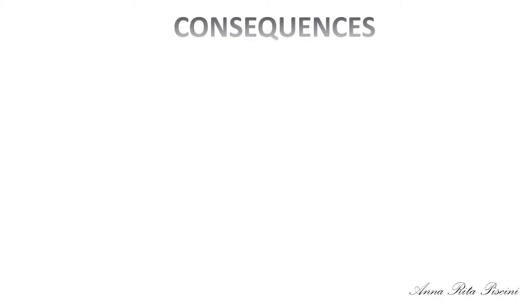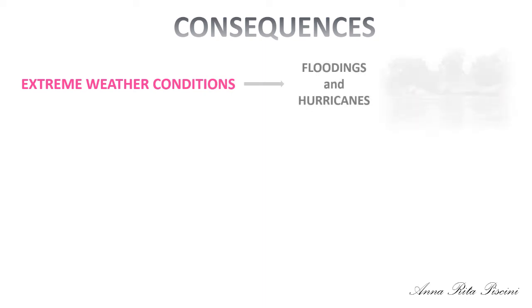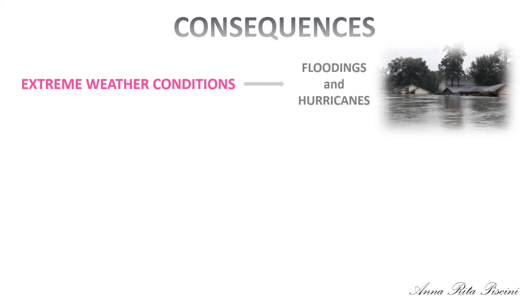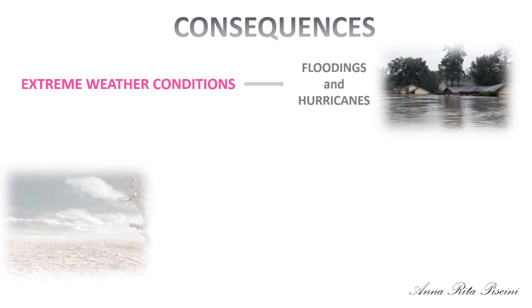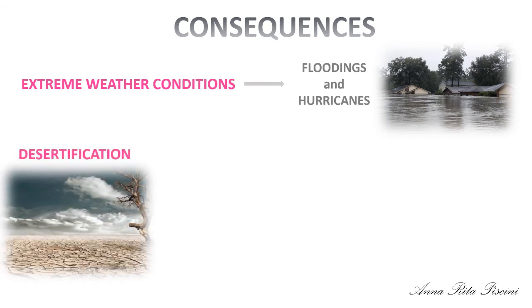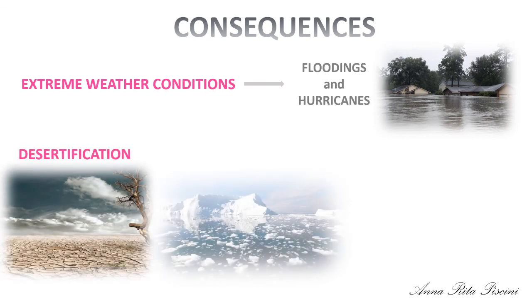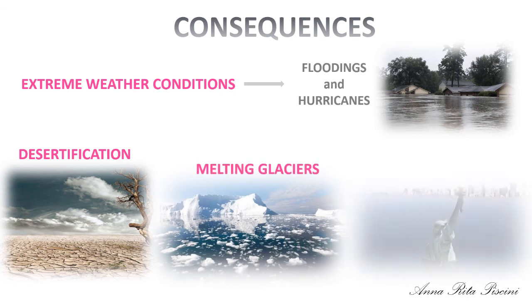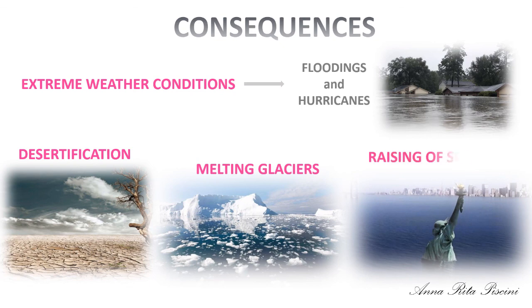The most important consequences of global warming are extreme weather conditions, for example, floodings and hurricanes, desertification, melting glaciers, rising of sea levels.